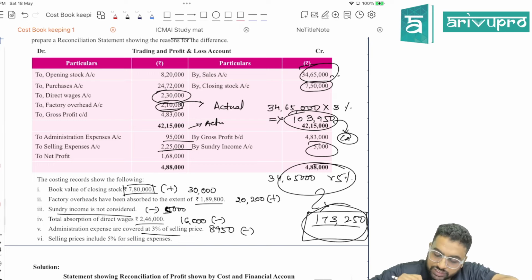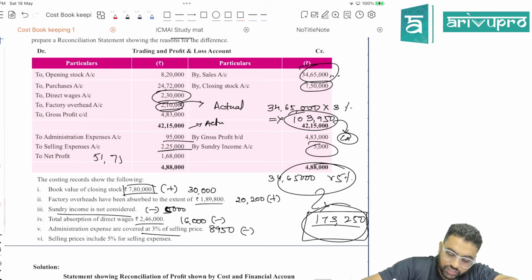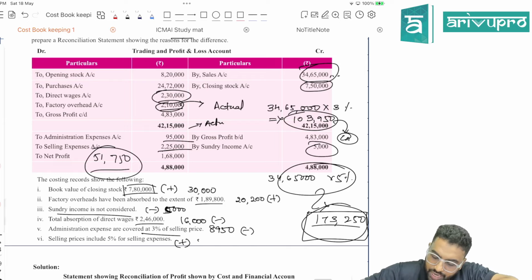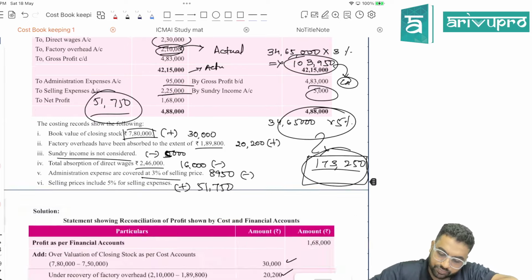How much more profit, sir? 51,750. I am showing 51,750 more profit in the costing, sir. So add 51,750.